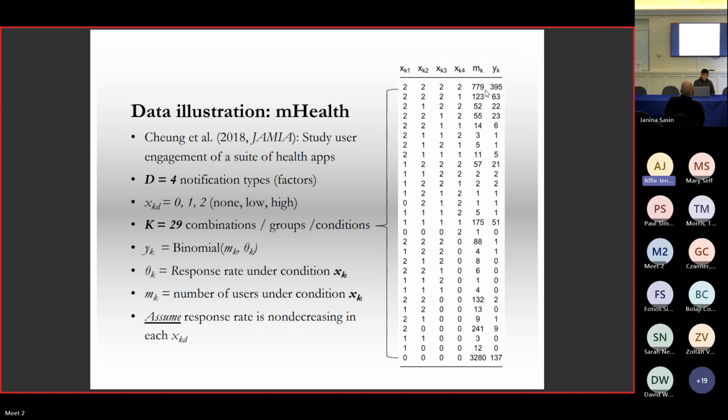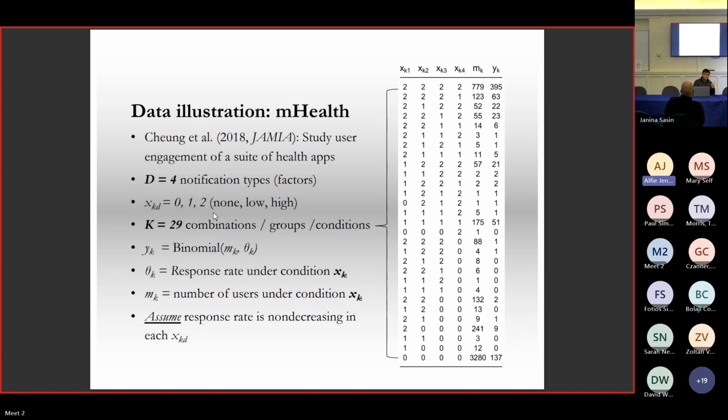So in this example, with four dimensions and a total of 29 conditions, the goal is to estimate theta, the response rate of these participants under different conditions. And again, the assumption we make here is that the response rate is non-decreasing in each of these app frequencies.